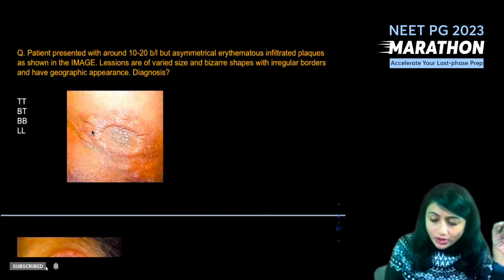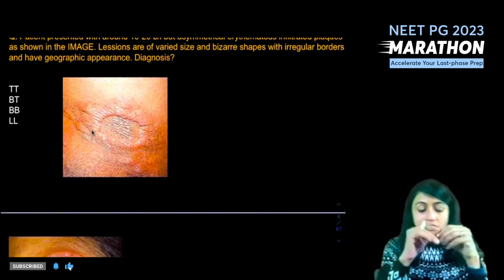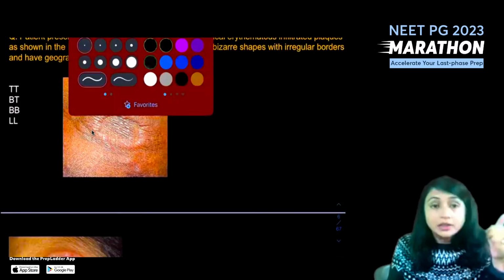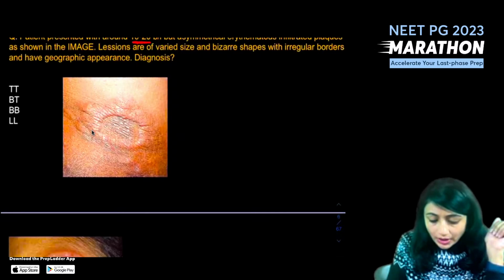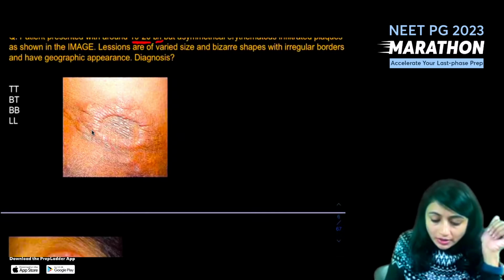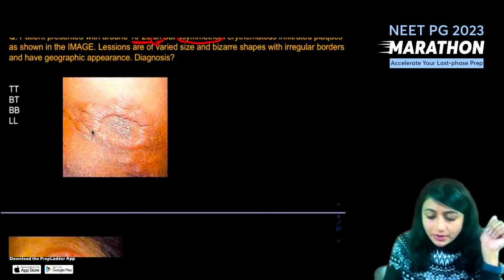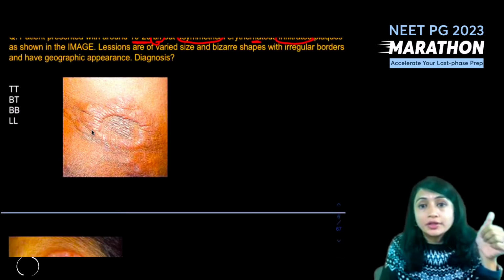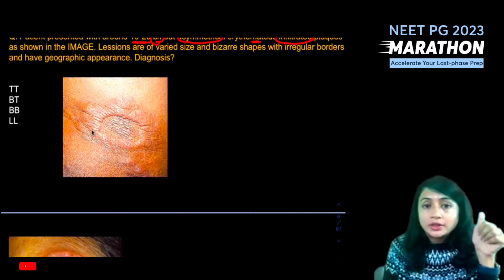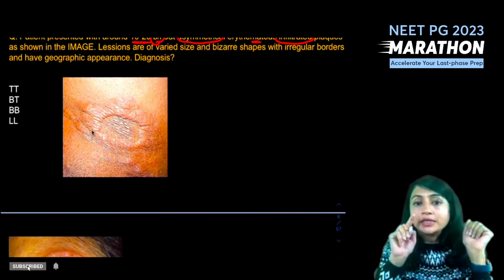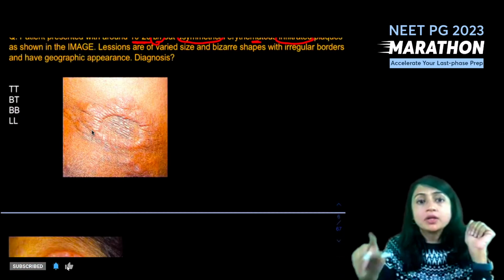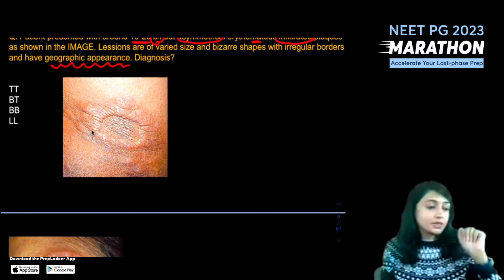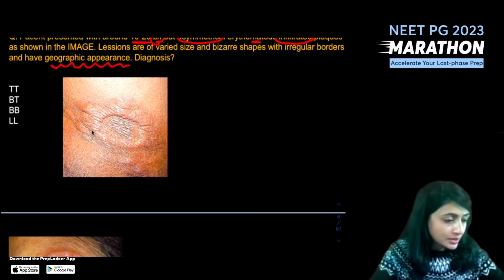Moving on to our next question. So a patient presented with 10 to 20, again, I'll mark the important points that you should be looking at in the question. 10 to 20 bilateral asymmetrical erythematous infiltrated plaques shown in the image. Lesions are of varied size and bizarre shape with irregular border and have geographic appearance. So let me see what are the answers that I received.